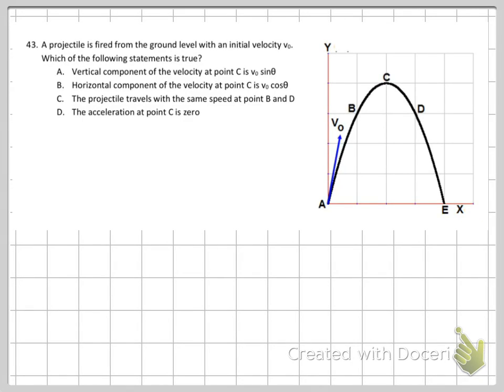Number 43, a projectile is fired from the ground level with an initial velocity, v naught. Which of the following statements is true? All right, so let's look at A.